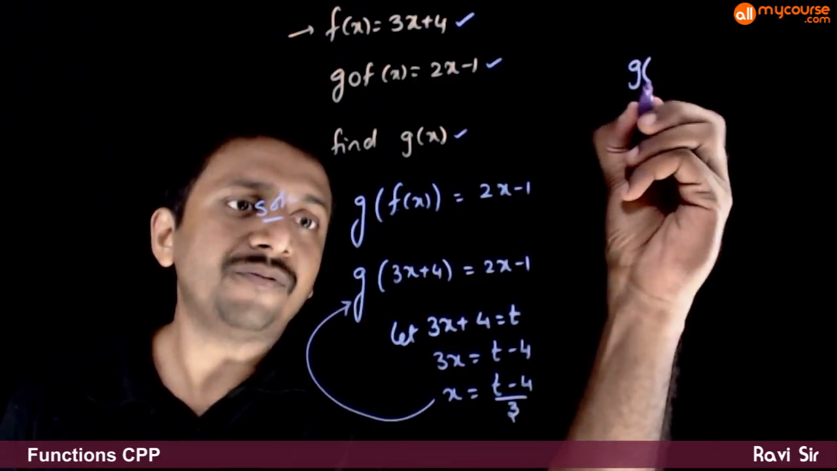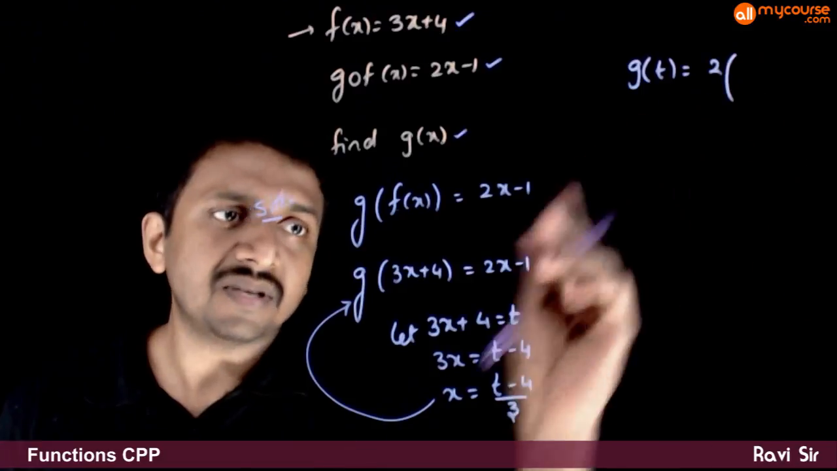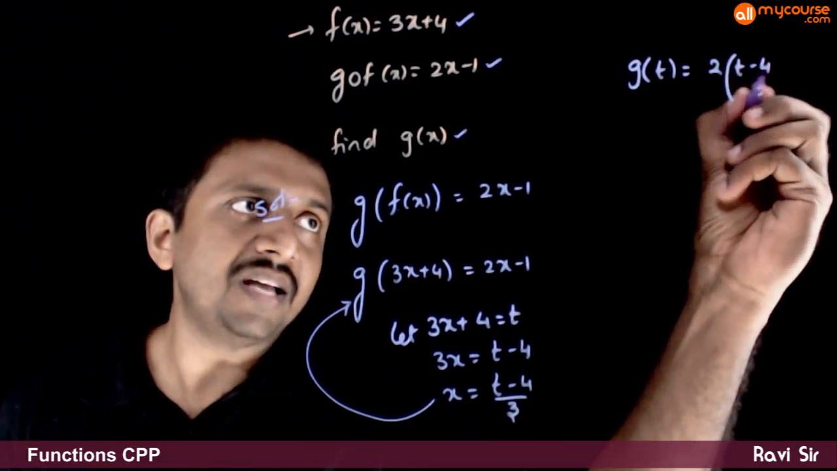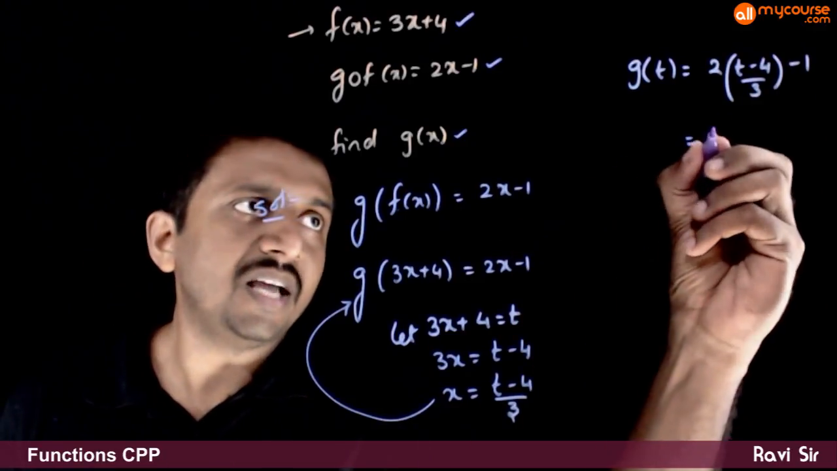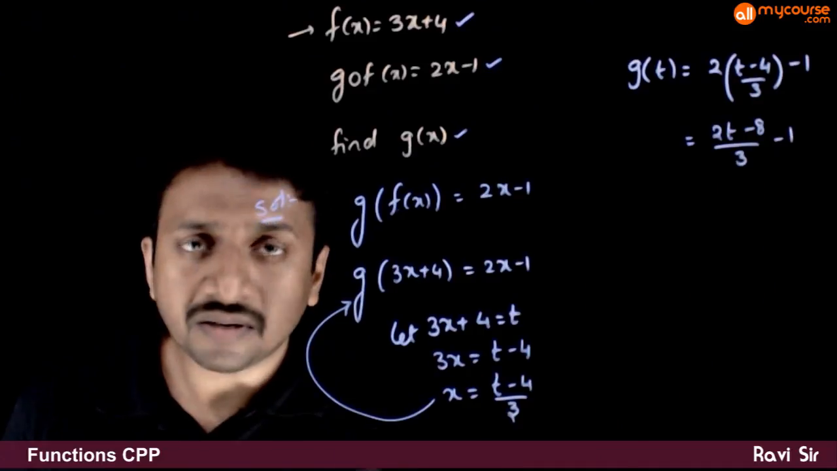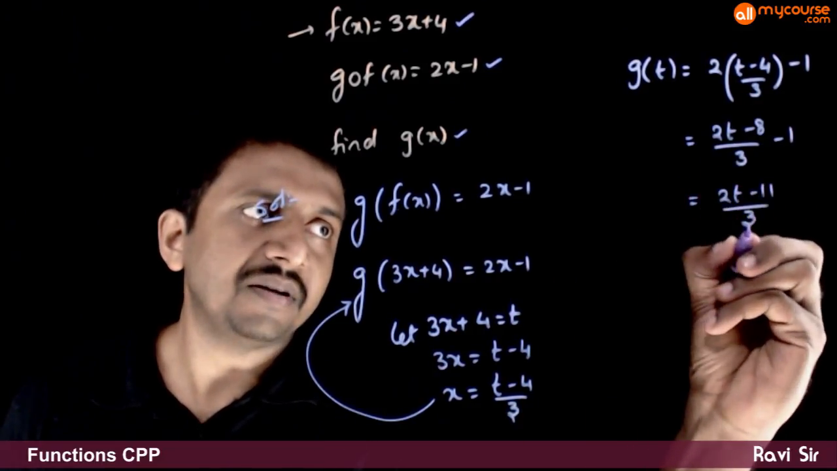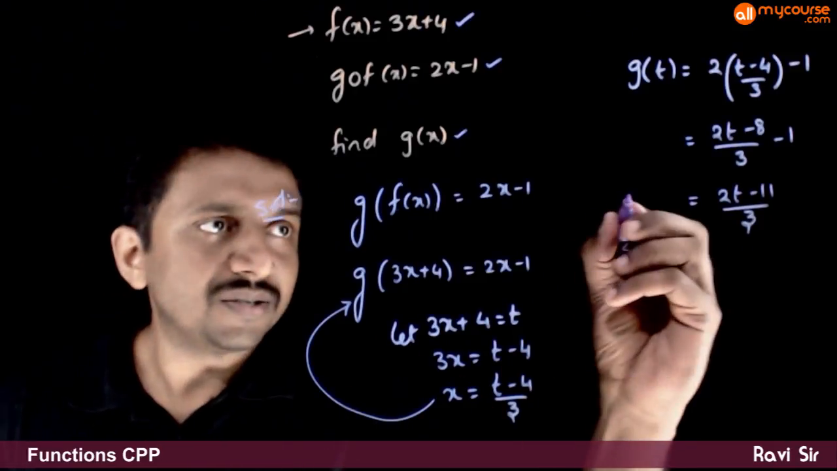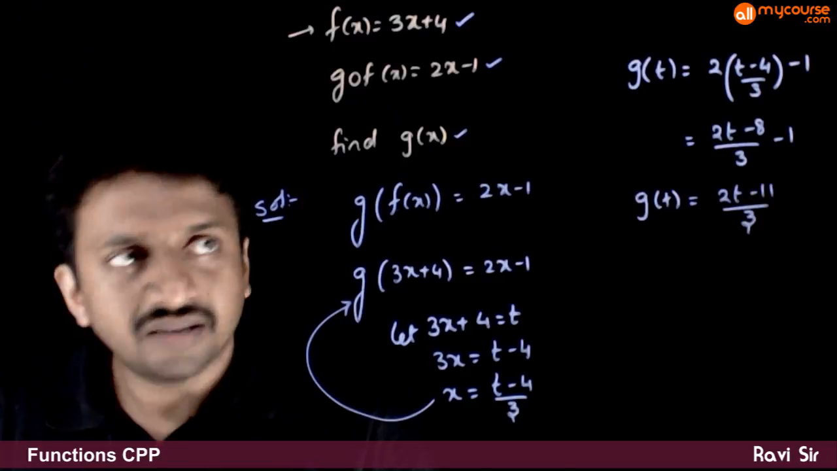So, g of (3x plus 4), which is t, is equal to 2 times x, which is (t minus 4) by 3, minus 1. That is equal to (2t minus 8) by 3 minus 1. If you take the LCM, you get (2t minus 11) by 3. So, g of t is (2t minus 11) by 3.